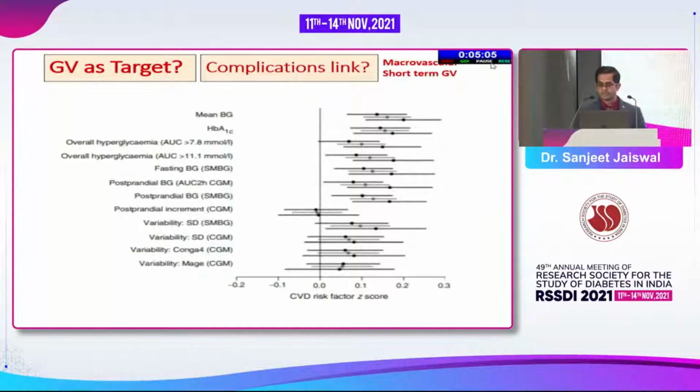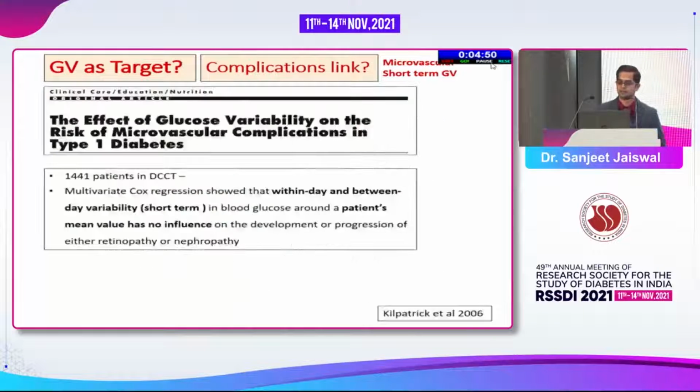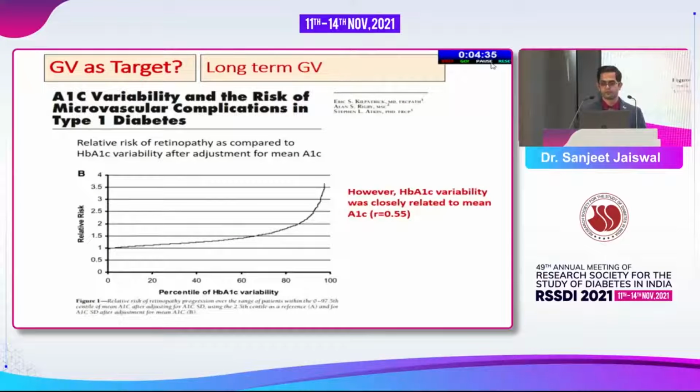So you can see the Z score, which was a correlation between various parameters of variability. HbA1c as well as mean blood glucose were significantly better markers than the variance and indices of variability. Again, on short-term glycemic variability and risk of microvascular complications, Kilpatrick et al. have shown that between-day variation, that is short-term variation, is not associated with or has no influence on either retinopathy or nephropathy.